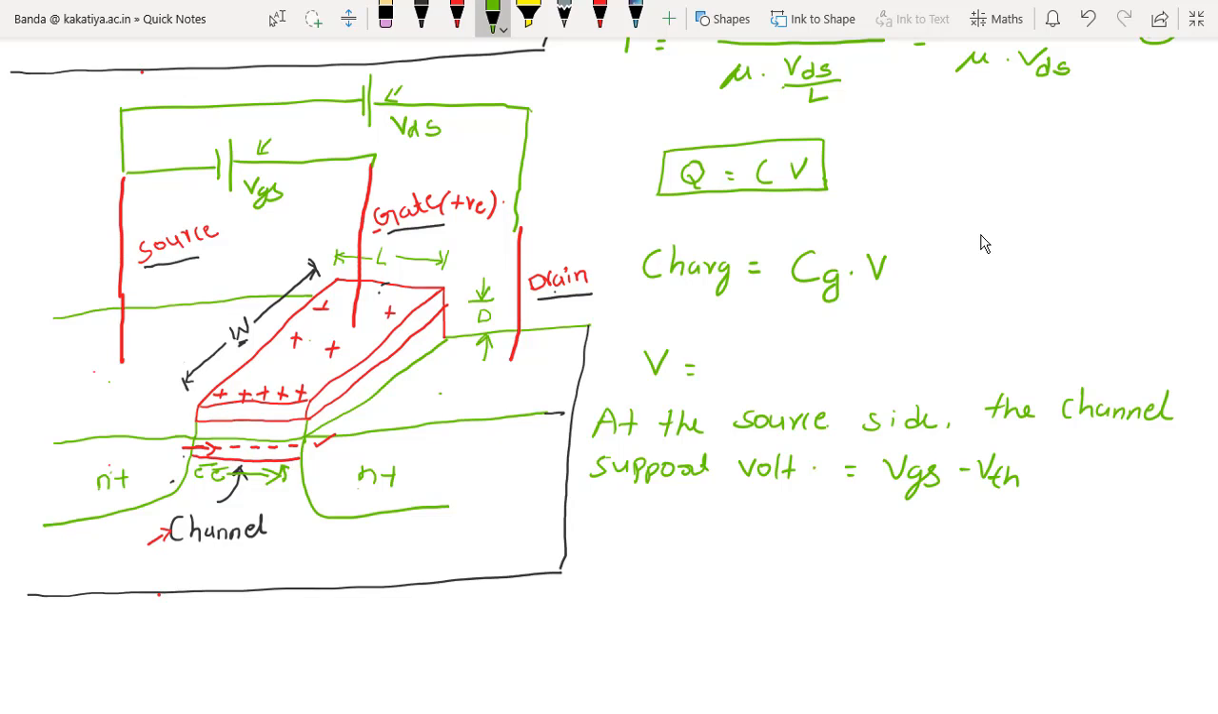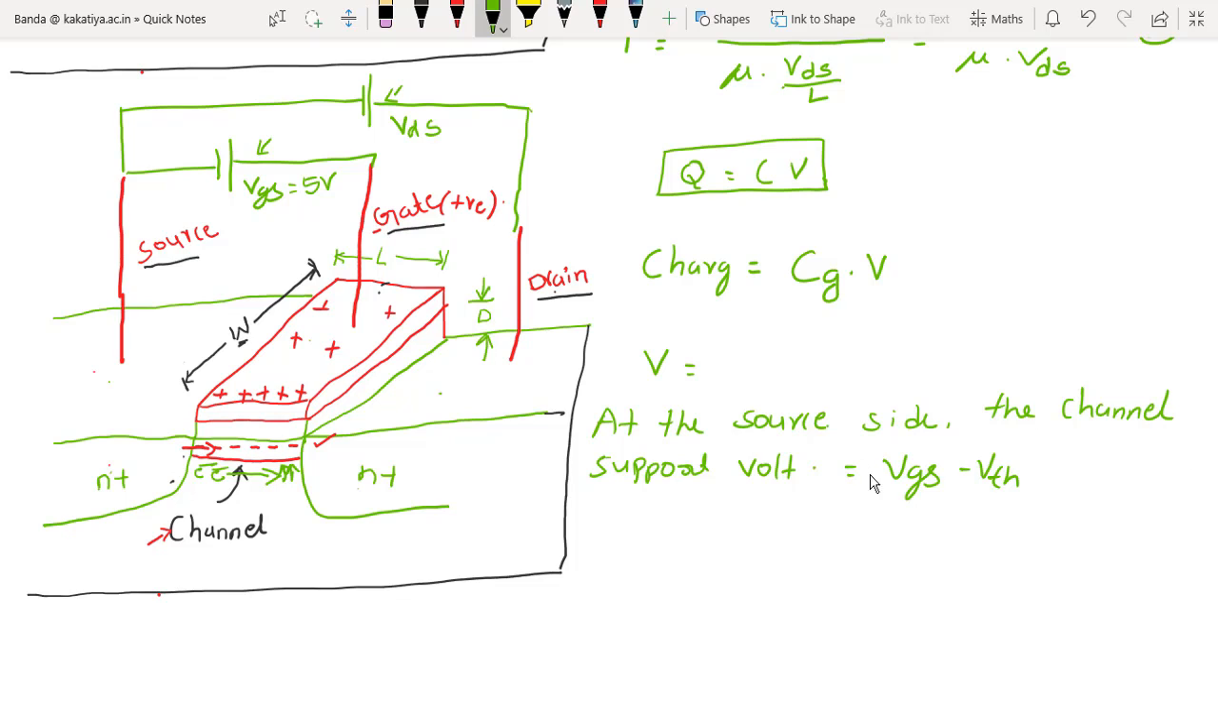Why are we taking the supporting voltage? Because suppose VGS is equal to 5 volts, the minimum threshold voltage is required to establish the channel. So suppose 1 volt is required to establish a channel, then effectively you can have only 4 volts. 1 volt is dedicated to create a channel. That is the reason we have only 4 volts effectively in order to enhance the channel width.